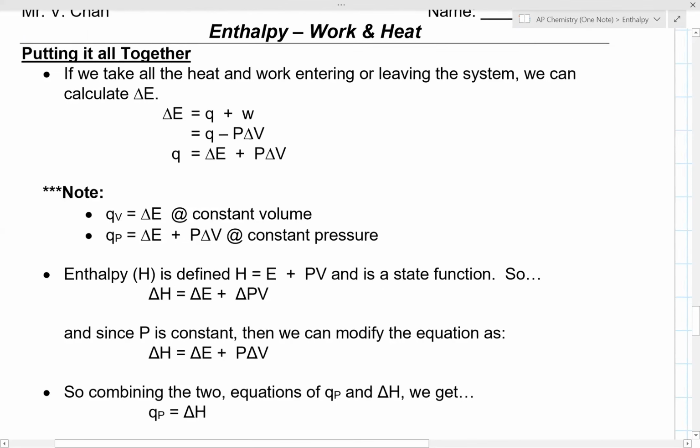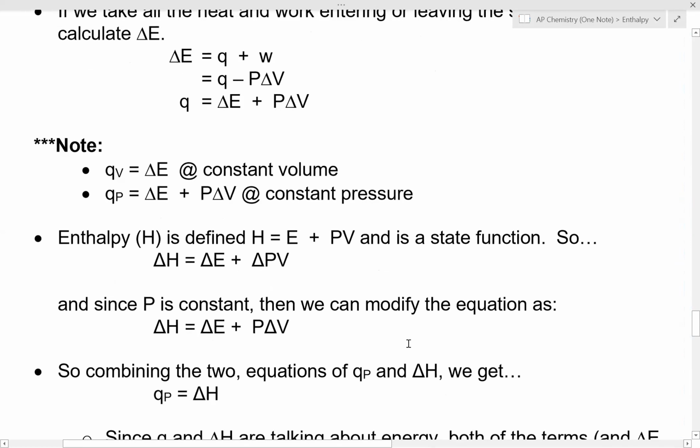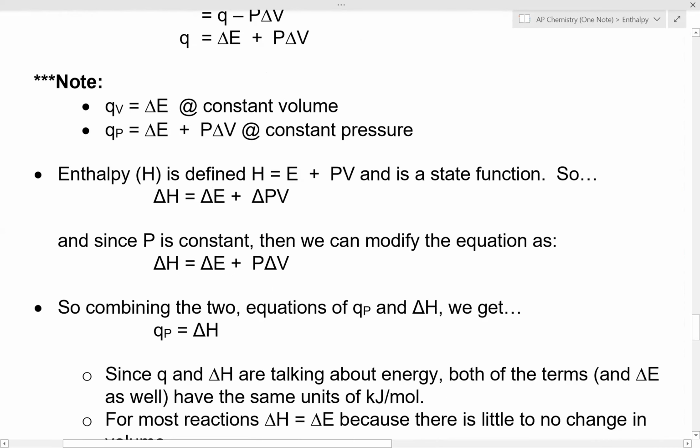Now, enthalpy, H, is defined as the energy plus the pressure and volume, and is a state function. So delta H is equal to delta E plus delta PV, the change in pressure times volume. And since pressure is constant, we can modify the equation as delta H is equal to delta E plus P delta V. Notice the two equations are the same. So the energy at a constant pressure is delta H.